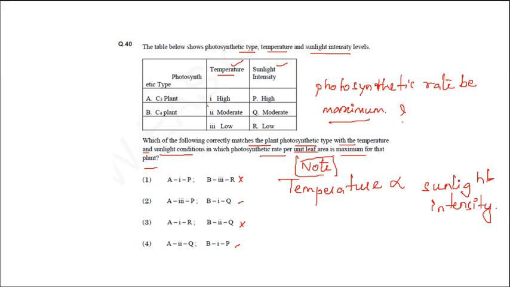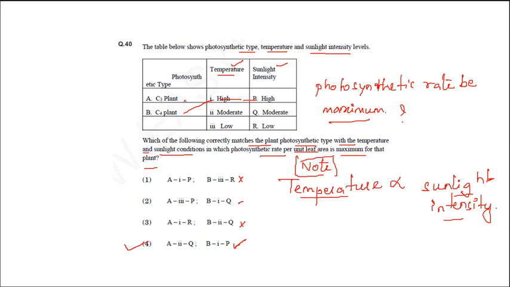Now coming to that, if the temperature is high, then sunlight intensity is also high. So for C4 plants, if the temperature is high, then sunlight intensity cannot be moderate or low. This will also be high. So C4 plant will be B1P, which is present in only the fourth option.